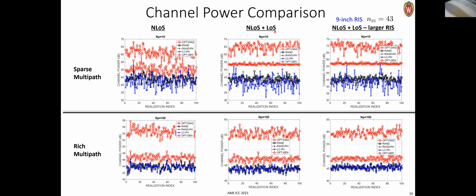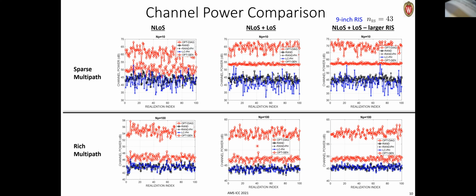If you add a line of sight component, which is 10 dB stronger than the non-line of sight, what you see is that again, for the low complexity phase only and random, the power is about the same, with fluctuations. The optimum diagonal matrix has a surprisingly low variation. And then the optimum general has more variation, but again, the powers are about the same. Maybe the optimum diagonal is a little bit higher.